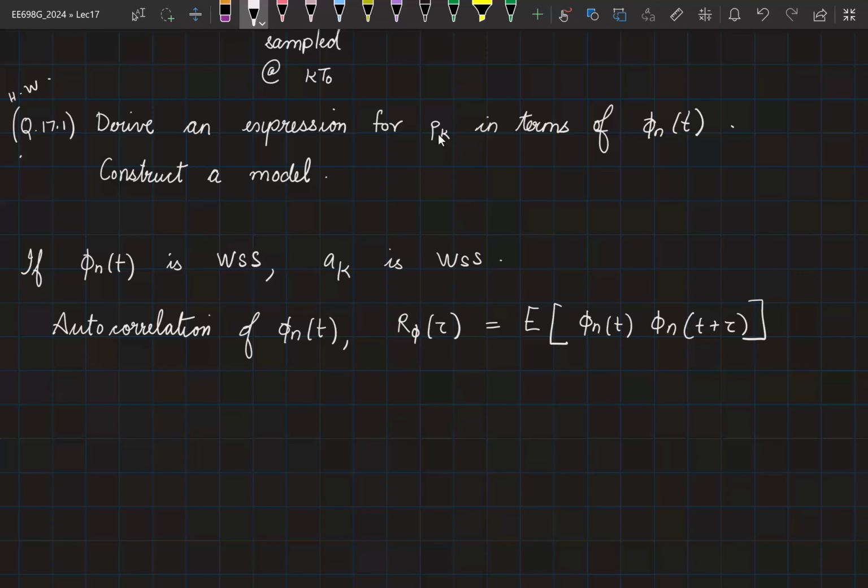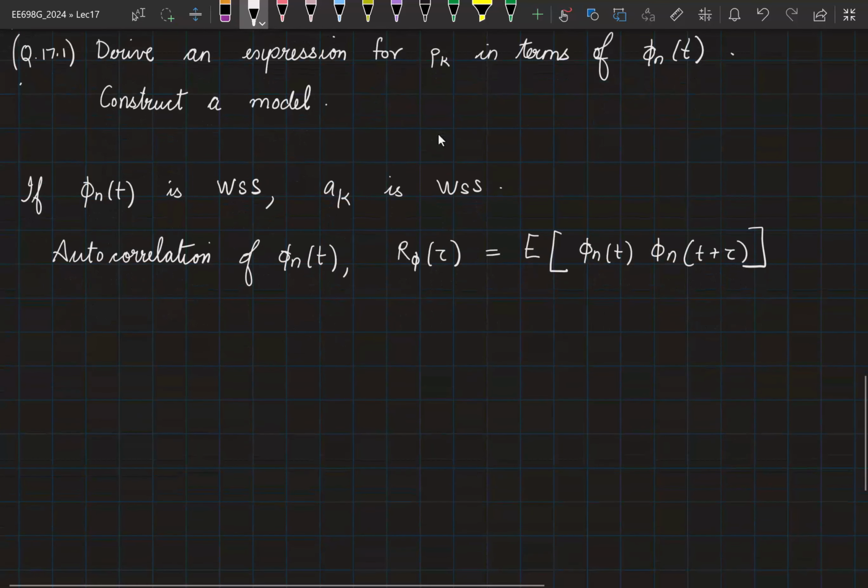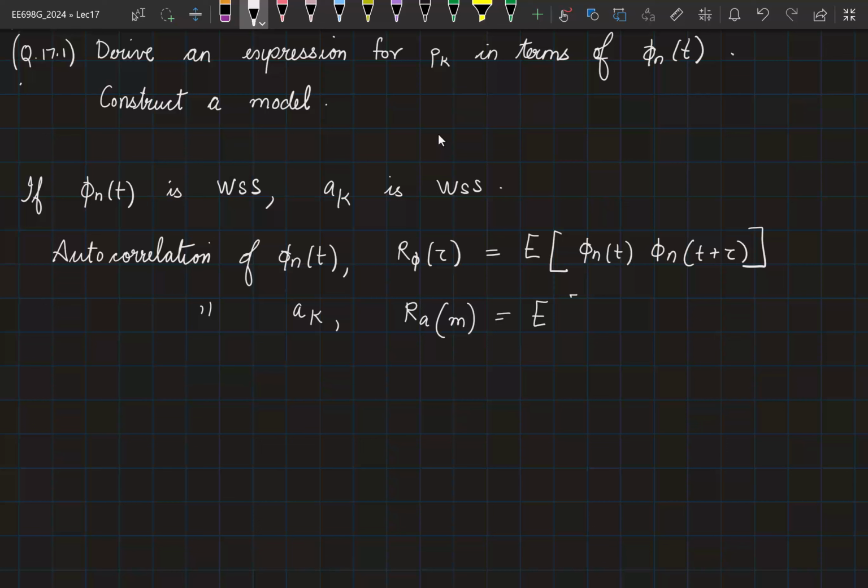Right? R phi of 0 is the expression that you said. So autocorrelation of the sequence AK, let's say this is some RA, the index has to be an index, right? So let's say RA of M, this will be equal to expectation of AK into A of K plus M. Okay?